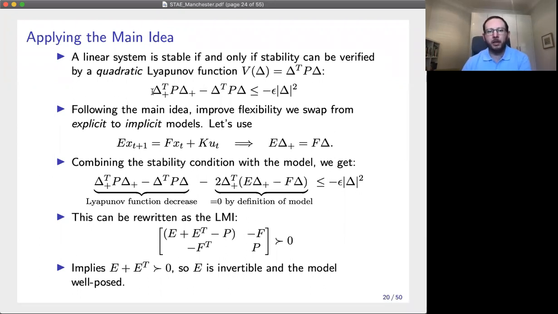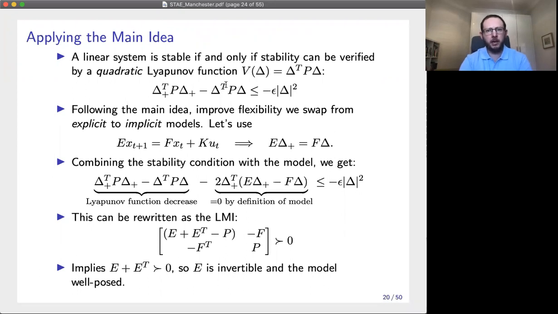And then the condition that we want to establish is that delta plus transpose P delta plus minus delta transpose P delta is less than or equal to minus some small constant multiplied by the norm of delta. So basically this is the Lyapunov decrease condition.